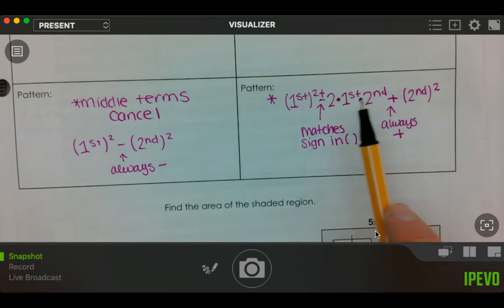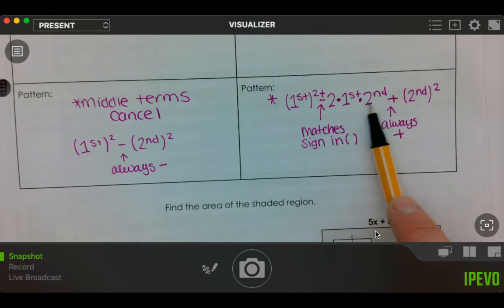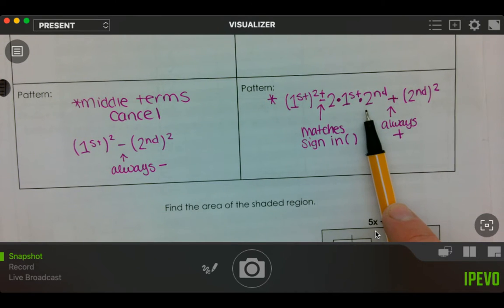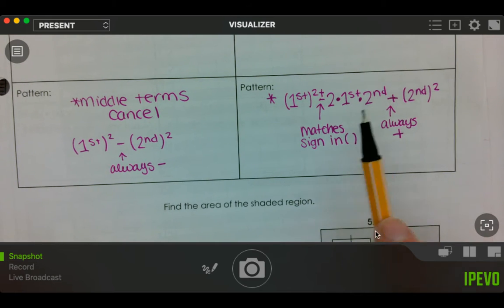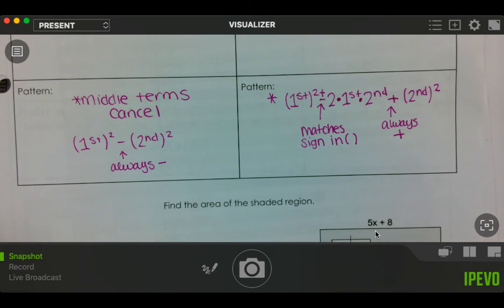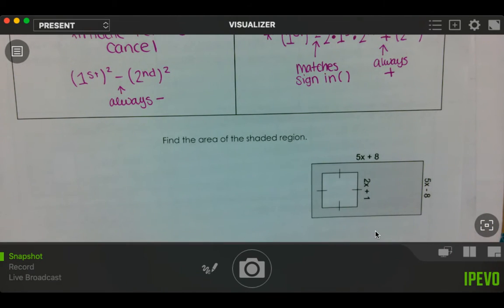Over here, it was the first thing squared and the last thing squared. And in the middle, you do 2 times the first times the second. This one isn't as much of a helpful pattern. It's not as much of a shortcut as this one is. It doesn't work out as nicely, but it's still a shortcut if you would like to use it. Here's how you might actually use these.